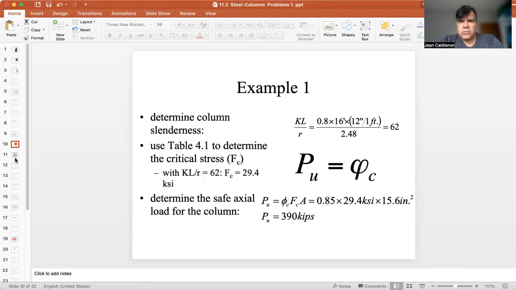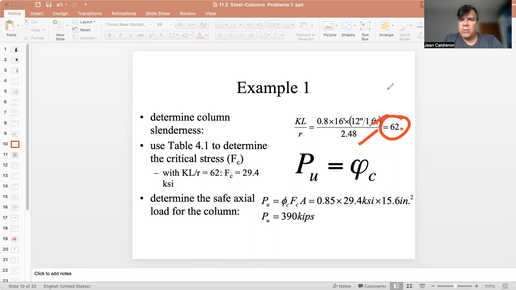Well, in this case, we substitute the elements, but we need to remember that the radius is in inches and the length is in feet. We need to multiply by 12 to put everything in inches. Well, what will be the slenderness? It will be 0.8, that we already got from the table before, times 16, that is the height, divided by 2.48. We multiply 16 by 12 to have inches, and the constant doesn't have any kind of units. Radius is in inches. Inches and inches disappear, and you have a number as a result that does not have units. And in our case, it is 62.